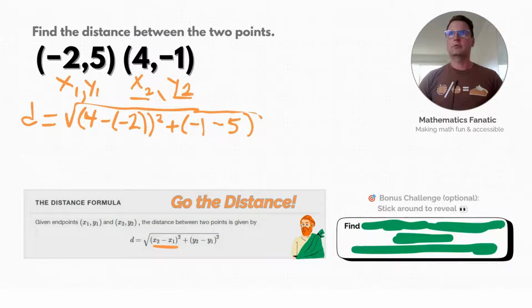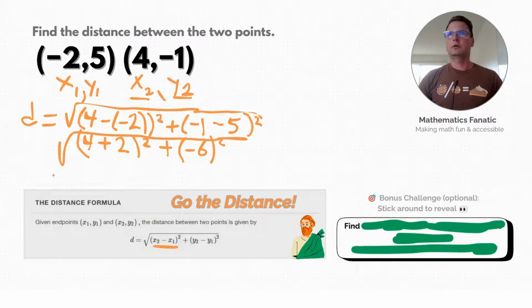Okay. Can we simplify this? What's 4 minus the negative 2? Negative and negative is a positive, right? So we got 4 plus 2, all of that squared. Negative 1 minus 5 is, oops, we forgot our squared up here. Negative 6, right? That's all squared. Then, don't forget we're square rooting the whole thing here.